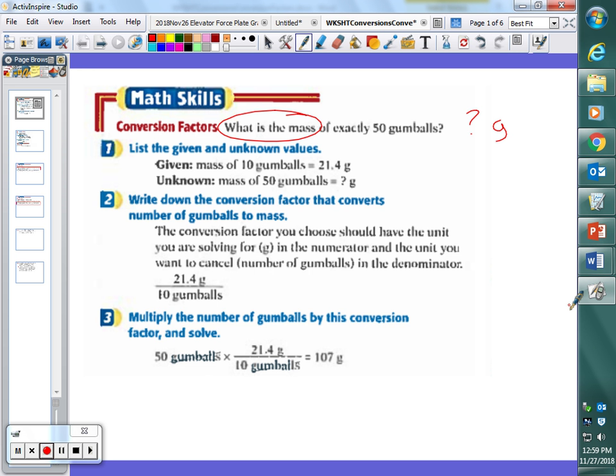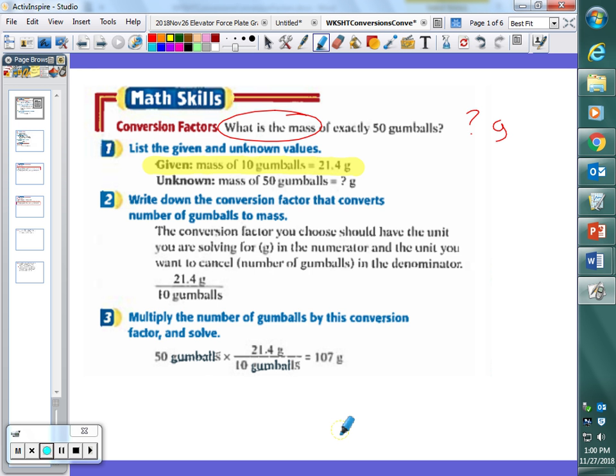All right. Facts, laws, and theories. That applies here too. Facts, laws, and theories are things that we know. In this problem, they gave us the mass of 10 gumballs. Now, I really think that most of you could probably figure out, if I know the mass of 10 gumballs, to get the mass of 50 gumballs, what should you probably do? Multiply by 5, okay? I know that you can do that.